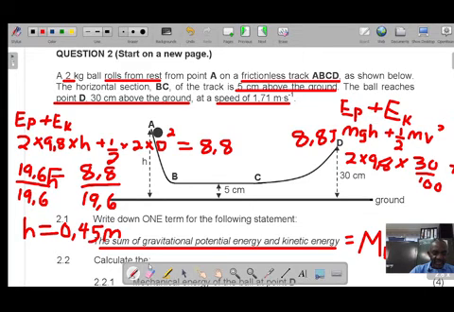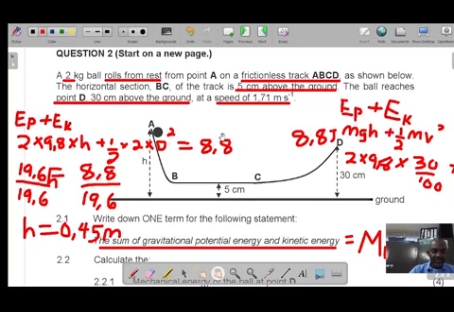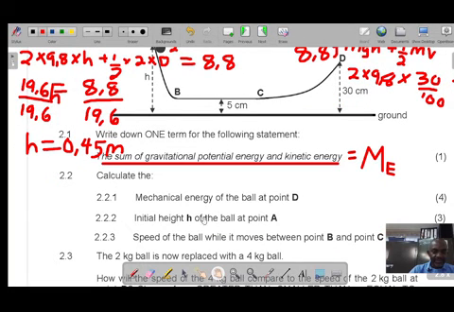Let us proceed, guys. What next do we need now? Let's check the question. It says the speed of the ball while it moves between points B and C. Now again, points B and C are along the frictionless track A, B, C, D. So it means that E mechanical along BC is still the same as E mechanical at point A or point D. So I'm going to use E mechanical at point BC equals E mechanical at point D, right?